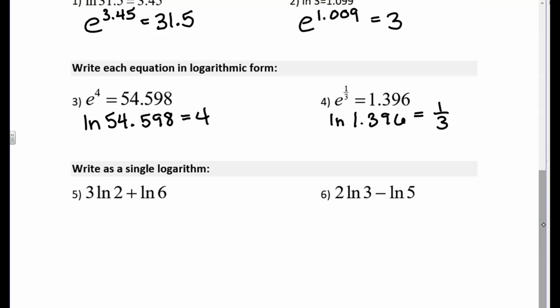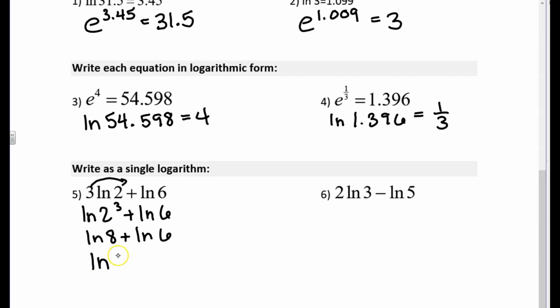Now I want to express these as a single logarithm. You guys have been doing this with normal logs. This is the exact same concept. I'm first going to pull that 3 in there. So I have natural log of 2 cubed plus natural log of 6. That's really the natural log of 8 plus the natural log of 6. At this point, I can combine those with multiplication. So I get the natural log 6 times 8 is 48. So the natural log of 48.